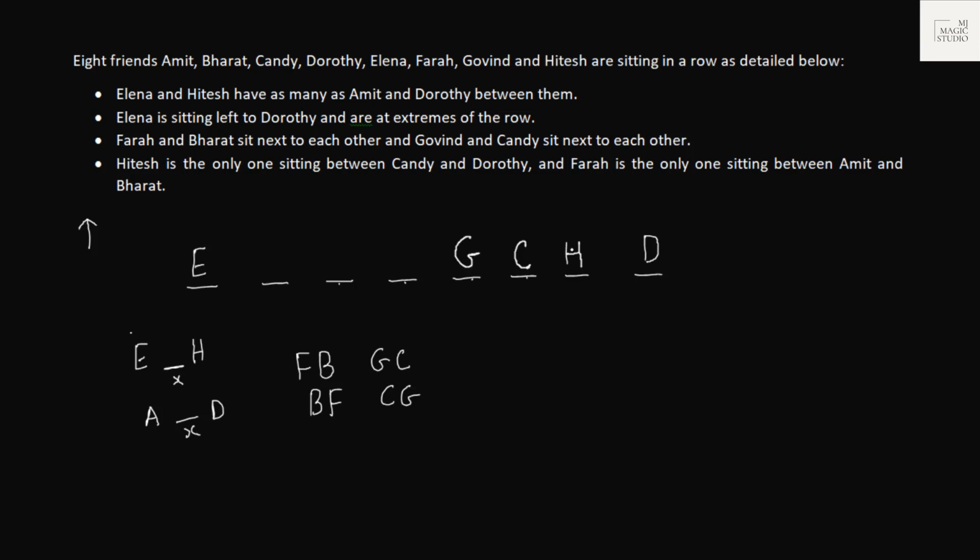Now the number of persons between E and H is 1, 2, 3, 4, 5. That means the number of persons between A and D should also be 5. So 1, 2, 3, 4, 5. Here we should have A. Now B and F, or FB, would be sitting at these two positions. Farah is the only one sitting between Amit and Bharat, so this should be F and this should be B. Bingo, we are getting only one sitting arrangement which follows all the rules given, and now we are ready to answer whatever question they ask.